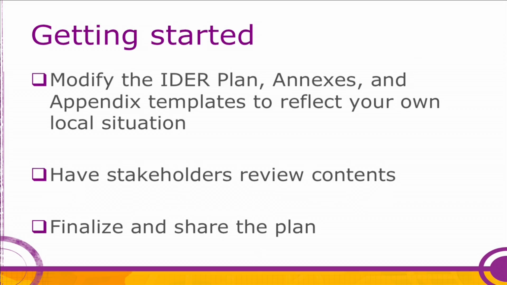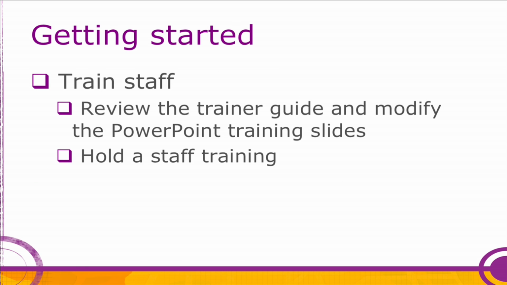Then start modifying the templates that are included in the toolkit. Make sure that stakeholders have an opportunity to review the draft version, and then once you've finalized it, share the plan with staff and other partners. Next, you'll want to make sure that staff are trained on the plan. We've included a training guide and a training PowerPoint slide that you can easily modify to match the plan that you've finalized. After the staff training, you'll want to give your staff an opportunity to actually operationalize the plan.